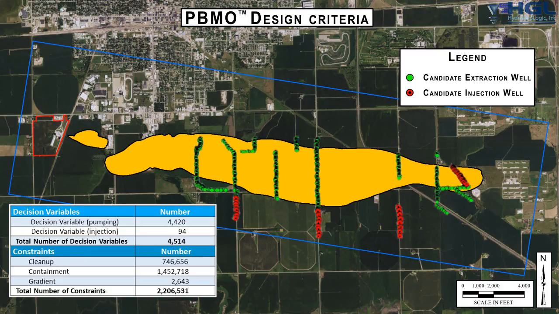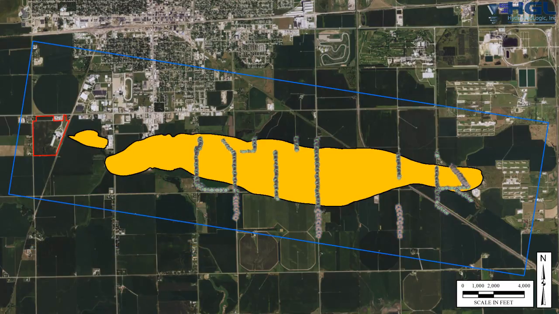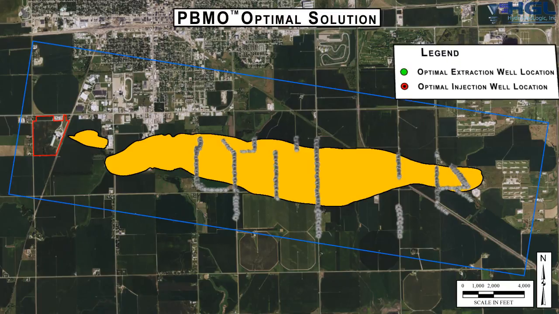The optimal solution was identified as the least cost solution that did not violate any of the over 2.2 million constraints. PBMO downselected from 1,105 candidate extraction well locations to an optimal number of 8, and from 47 candidate injection wells down to an optimal number of 10.